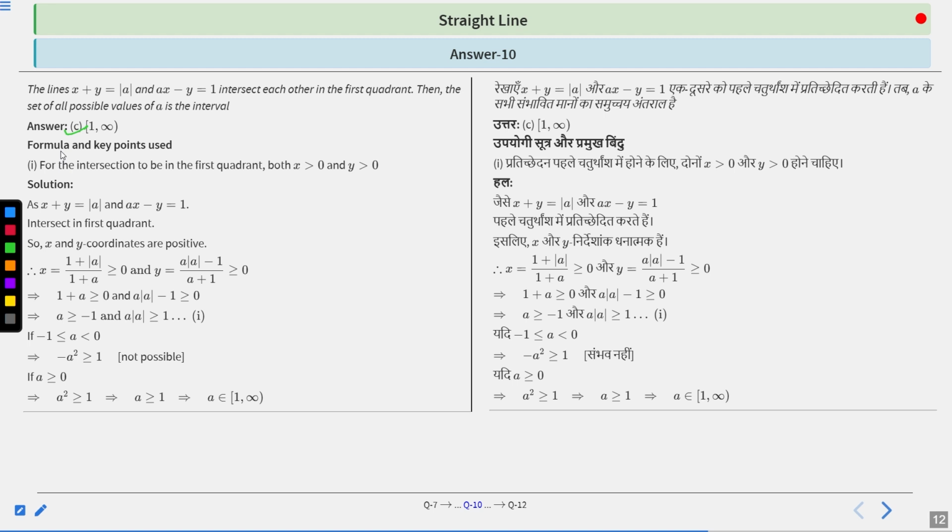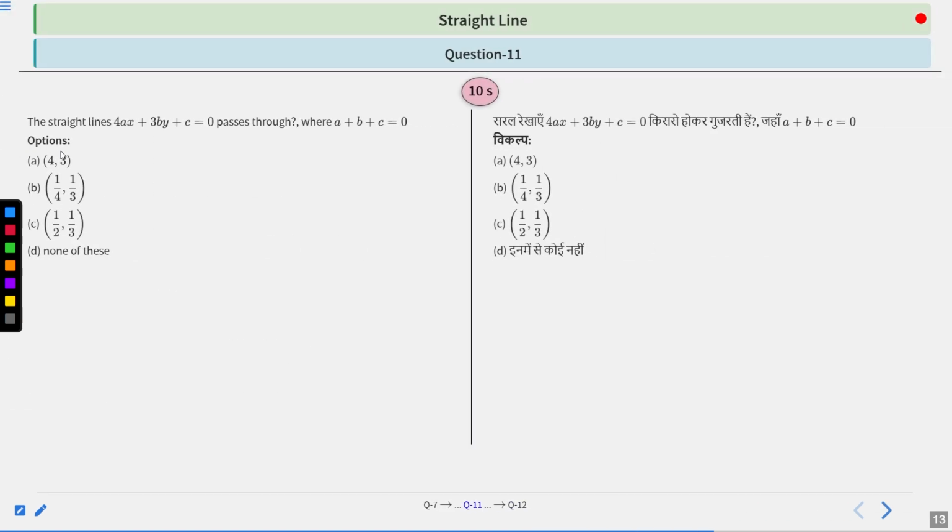Now, let's move to the next question. Question number 11 says the straight line 4ax plus 3by plus c equal to 0 passes through which point, where a plus b plus c equal to 0. So the hint for this question is, you can try to write c is equal to negative of a minus b, and after that you can put the value of c in this equation in terms of a and b, and then you can easily find the point through which this straight line passes, right? Clear? So in this way you can try to approach this question. You have 10 seconds to solve or think about this question. After 10 seconds we will discuss the solution part, right?